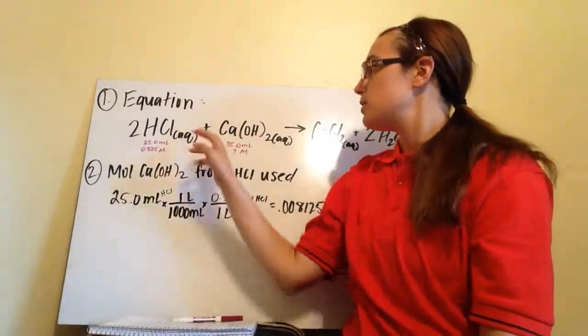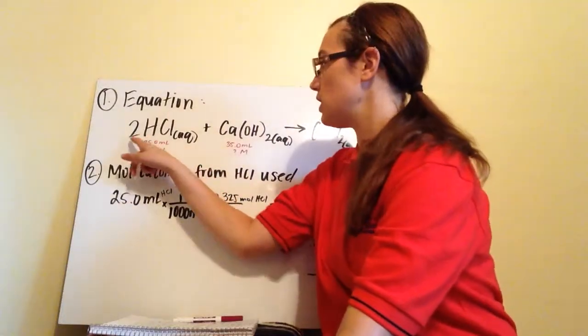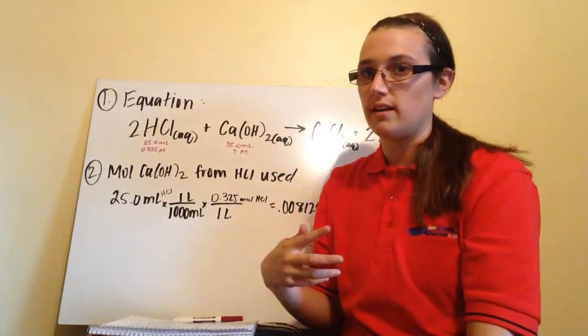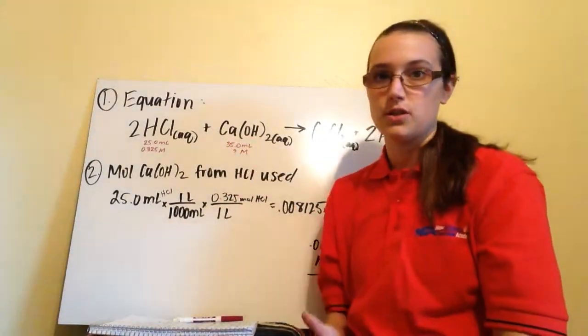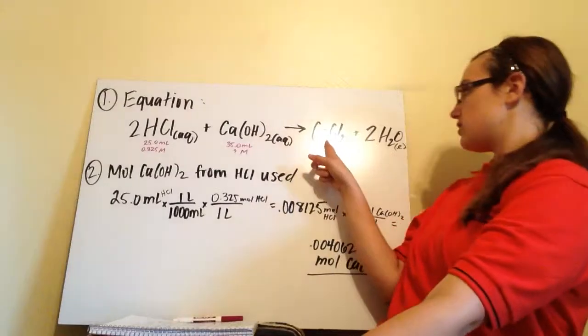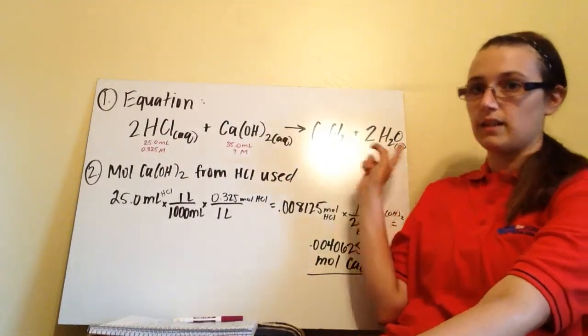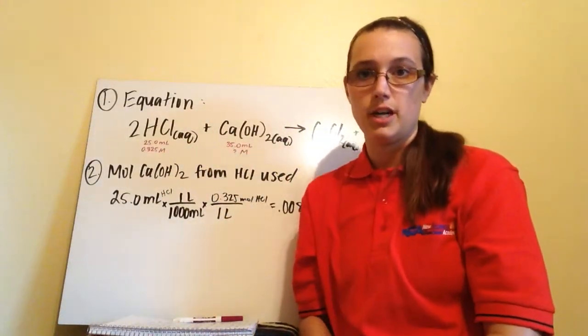So the first step was to write and balance our equation. So if we take a look, we have HCl, which is aqueous. Think about why hydrochloric acid is aqueous, plus calcium hydroxide, which is also aqueous, yields calcium chloride, aqueous, plus water, which is a liquid. Now again, think about why HCl and Ca(OH)2 are aqueous?